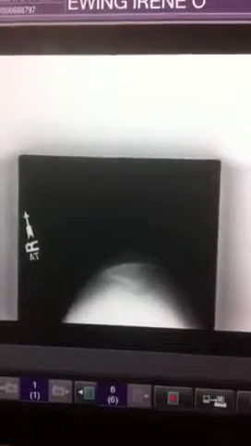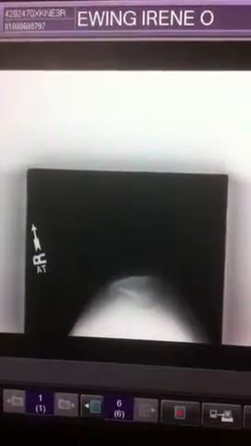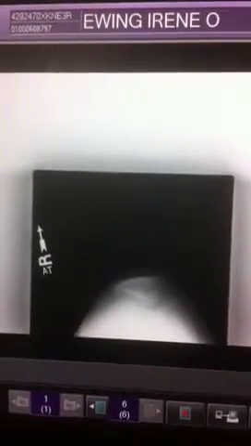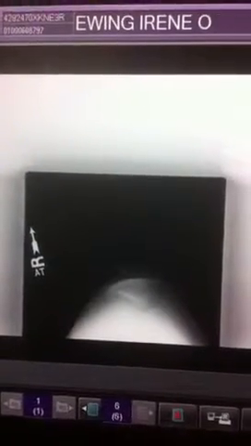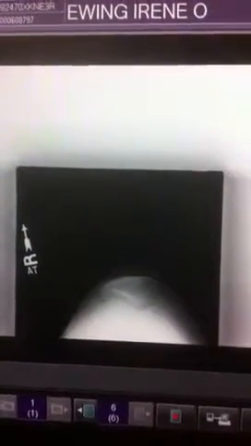For the sunrise, the patellofemoral interspace should be open. The patella should be seen in profile, and the femoral condyles should be visualized.